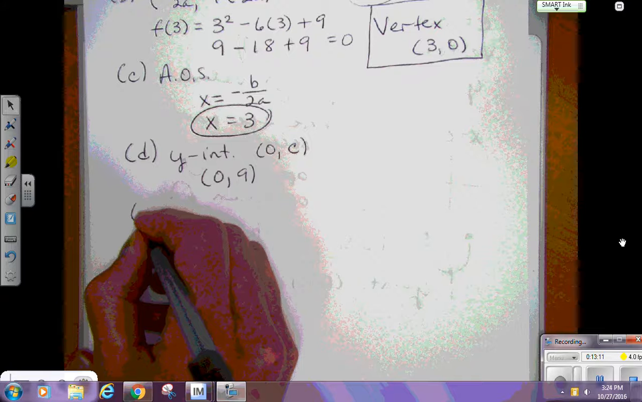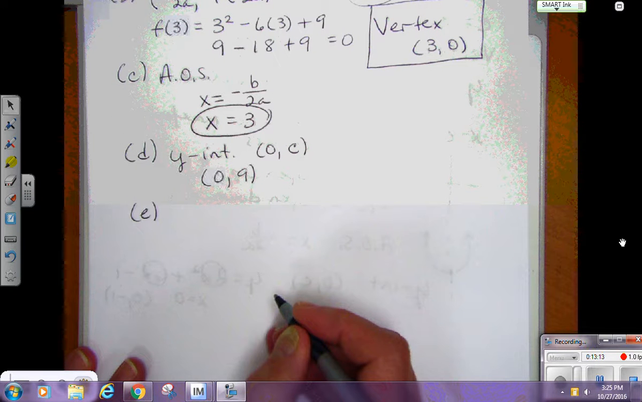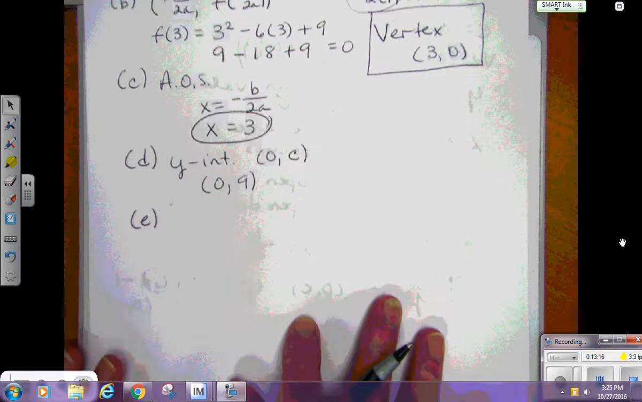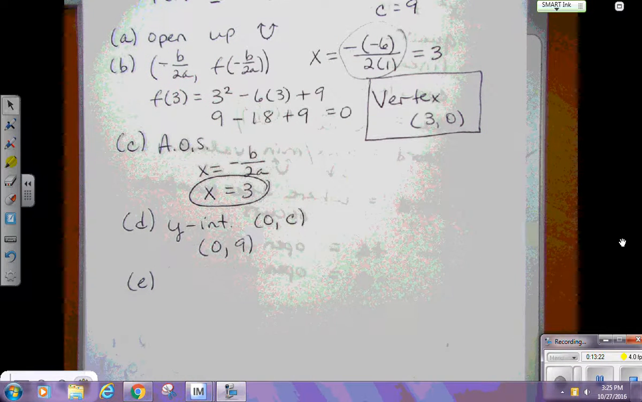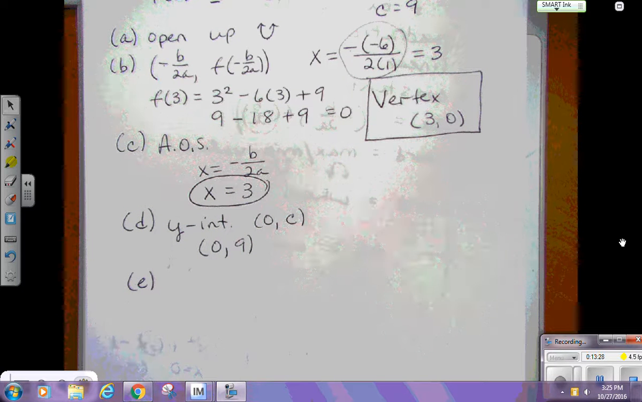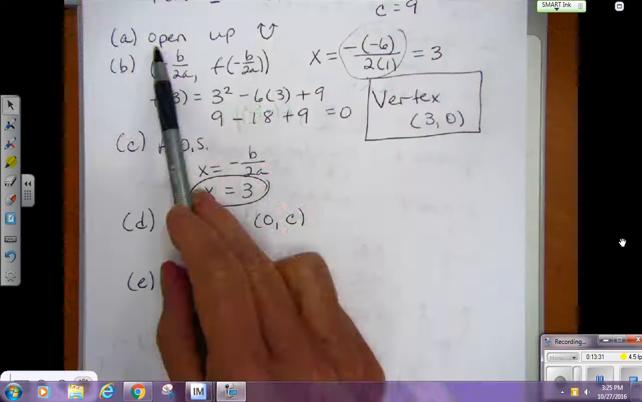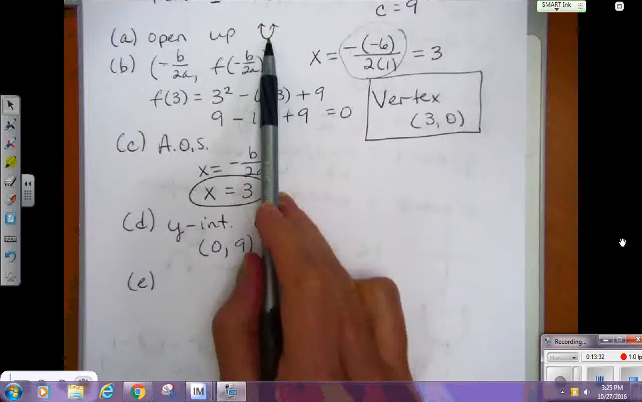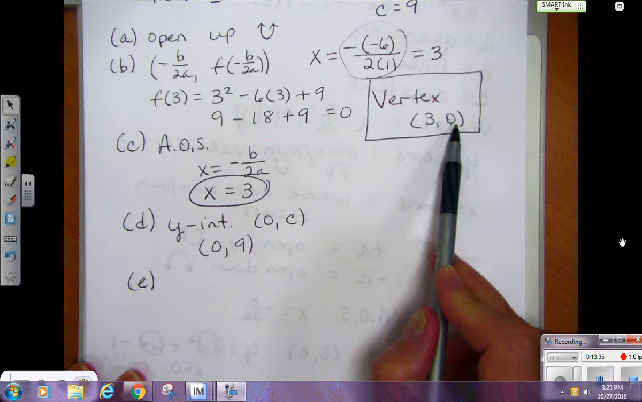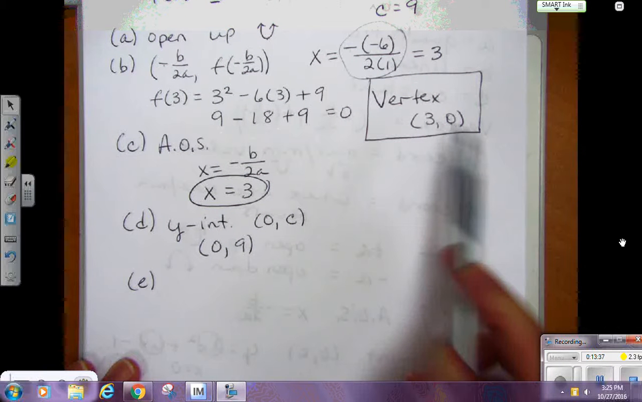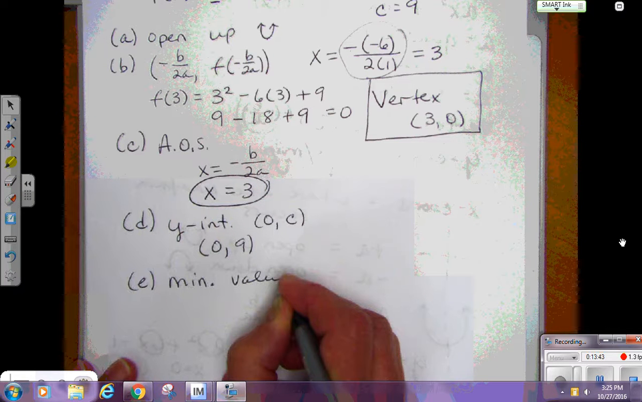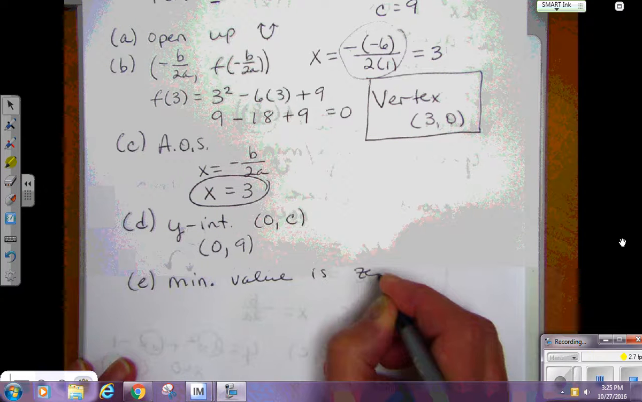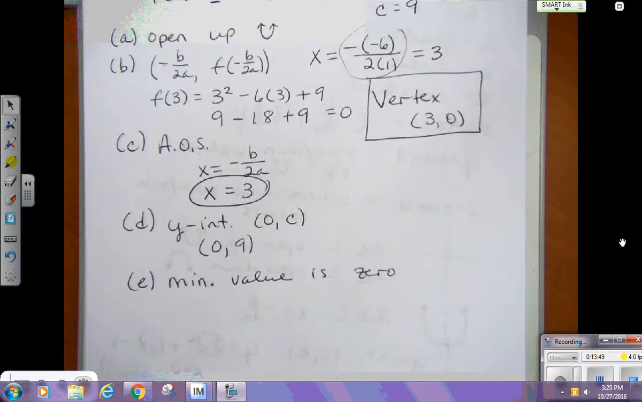And on part E, they want the maximum or minimum value of the graph. I'm going to scoot this back down just for a second. So your value is the y-coordinate of your vertex. Okay, and I set up here on part A, since it opens up, I'm going to have a minimum. So the y-coordinate for your vertex is 0. So that means the minimum, I'm just going to put min value is 0. And you don't have to write it out, you can just put the number 0.